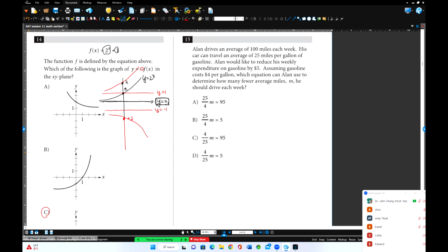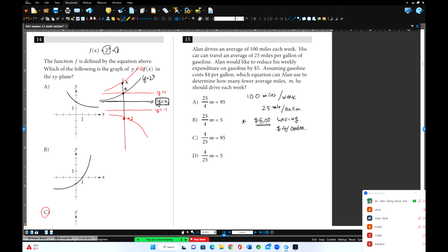Alright, number 15. Alan drives on average 100 miles per week, but his car can travel an average of 25 miles per gallon. If you get 1 gallon of gas, you travel 25 miles. Alan would like to reduce his weekly expenditure on gasoline by $5. He wants to save $5, assuming gasoline costs $4 per gallon.